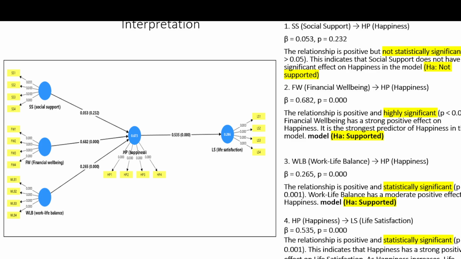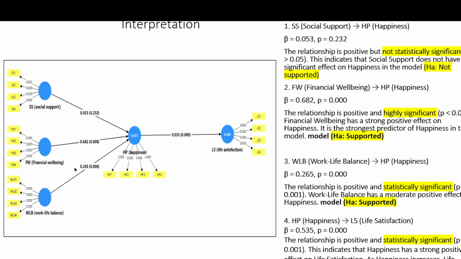If it is closer to 1, then it is a strong relationship. If it is closer to 0, it is a weak relationship. If it is positive, then both constructs are positively associated. If it is negative, then the constructs are negatively associated with each other. In this case, SS and HP, the relationship is positive, but not statistically significant, as the p-value is greater than 0.05. Hence, we can conclude that social support does not have a significant effect on happiness in this model. It means our hypothesis is not supported.